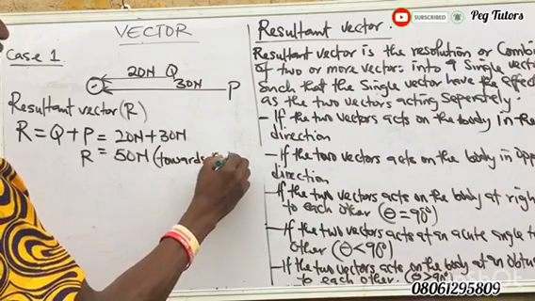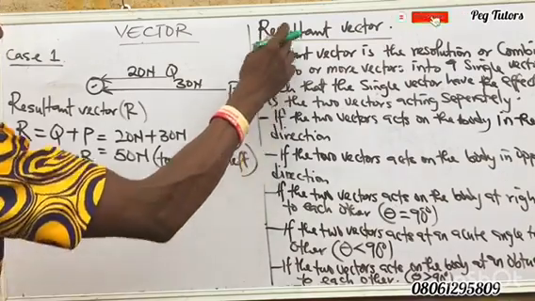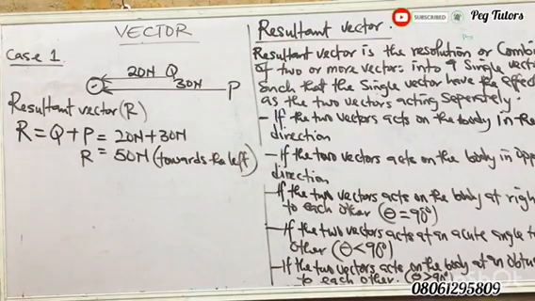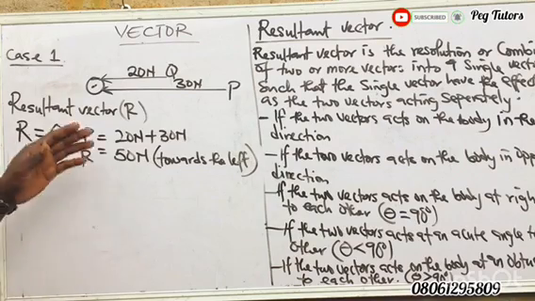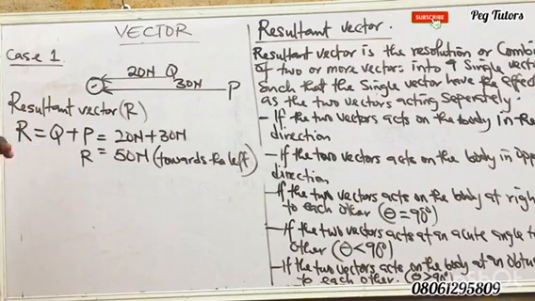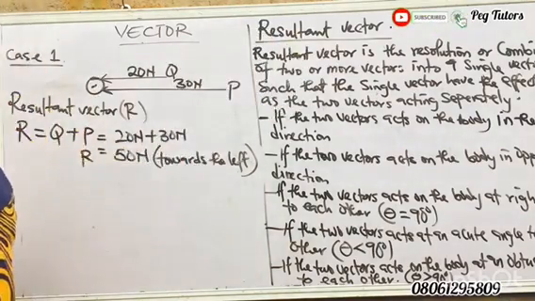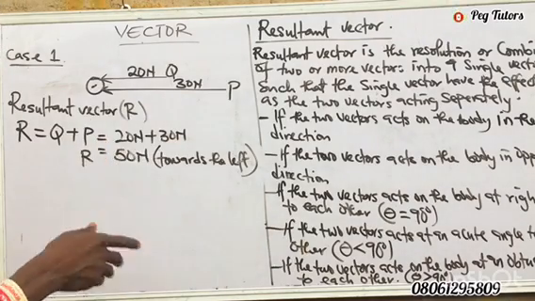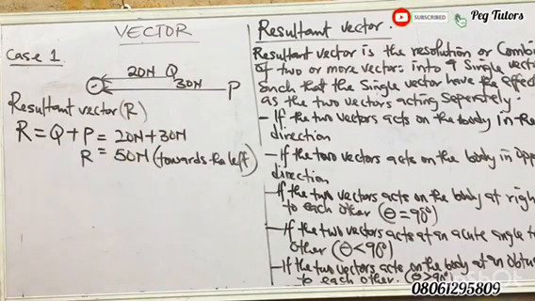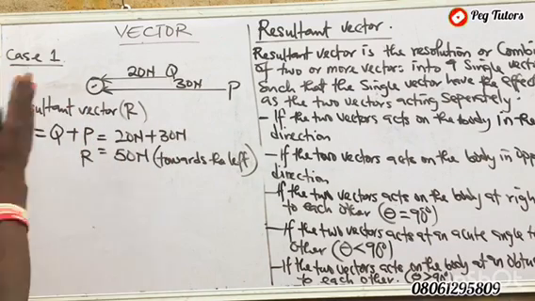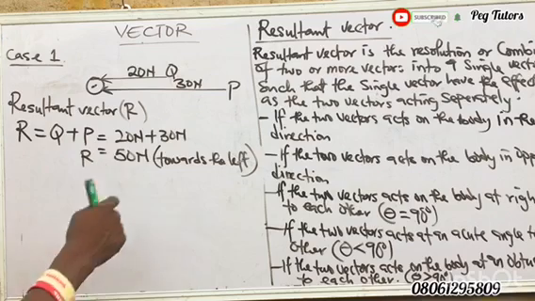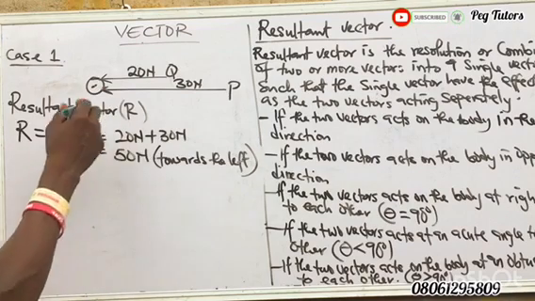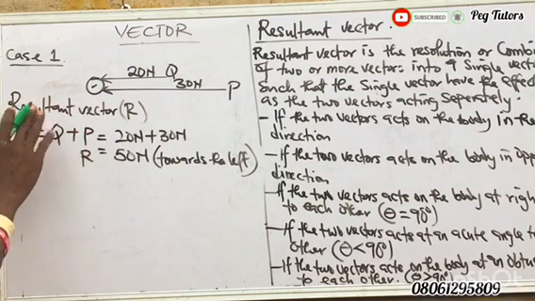Because the resolution of vectors is not complete until you have gotten the resultant and as well the direction of action of the resultant vector. So the two of them define resolution of vectors completely. So we have this towards the left direction. The direction is towards the left, while the resultant vector is 50 Newton. That is that for case 1.